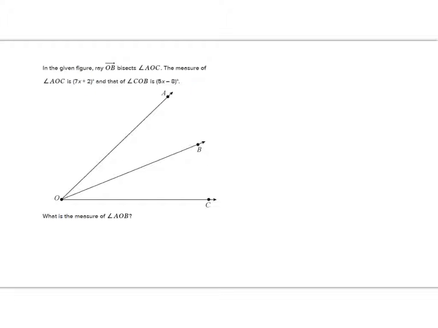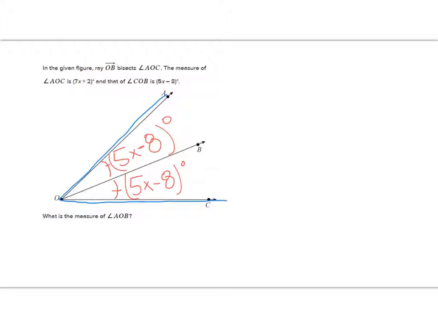Since we know that OB is the angle bisector, we want to go ahead and mark these two angles congruent. So I know that this is 5x minus 8 degrees, and I also know that this has to be 5x minus 8 degrees, since OB is the bisector, and that makes the two smaller angles congruent. And then I know that this entire angle, from here to here, the whole thing is going to be 7x plus 2 degrees.